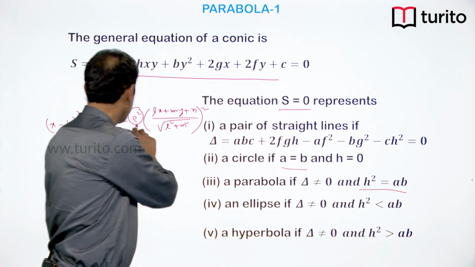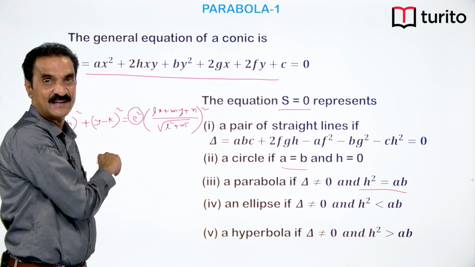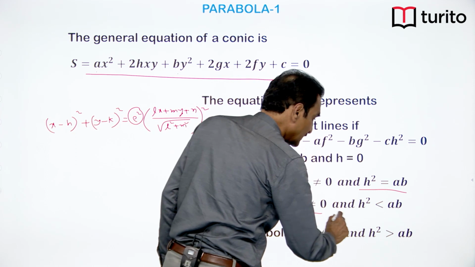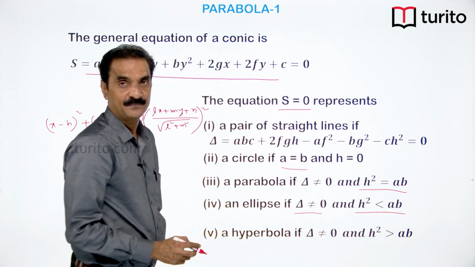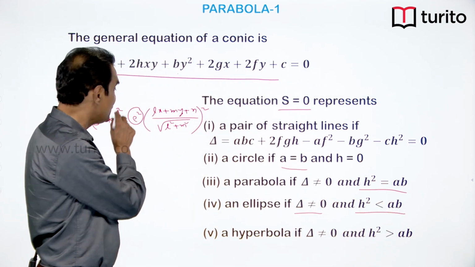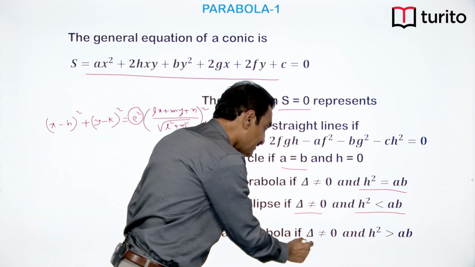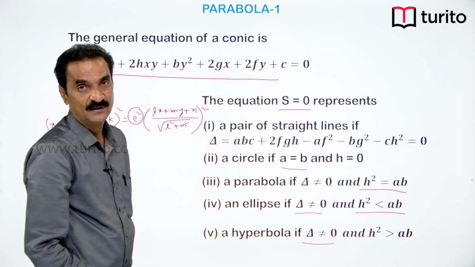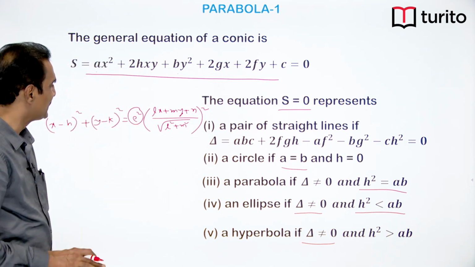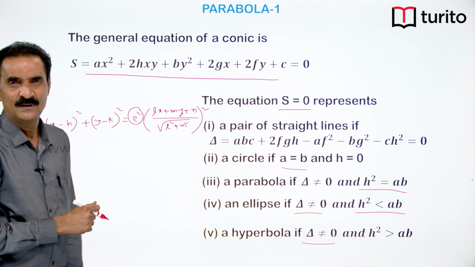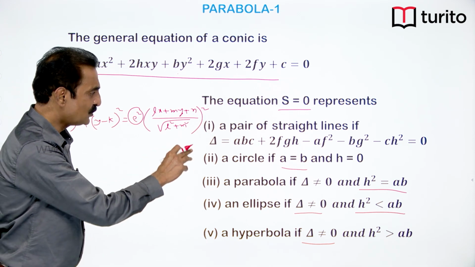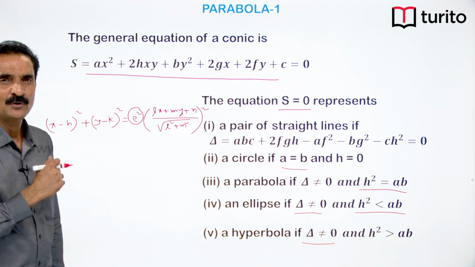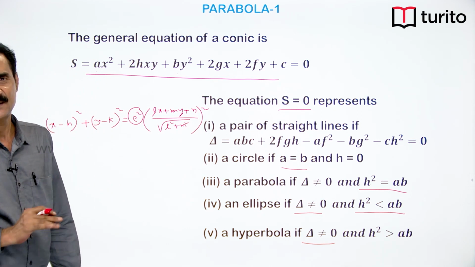Similarly, if you take e less than 1, then e square will be less than 1. Then comparing them, we get the condition delta not equal to 0 and h square is less than ab. If it is hyperbola, e is greater than 1, then we get the condition delta not equal to 0 and h square is greater than ab. No need to remember the proof, how to prove that h square is less than ab, h square is greater than ab. So, do not worry about it, just remember it, that is enough.